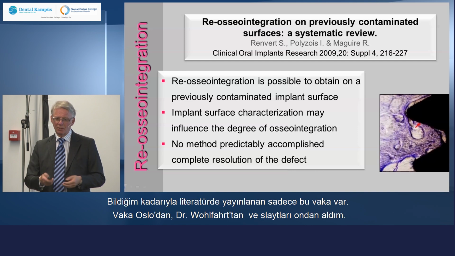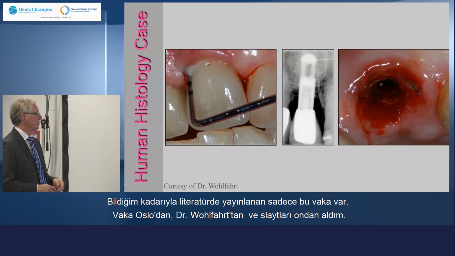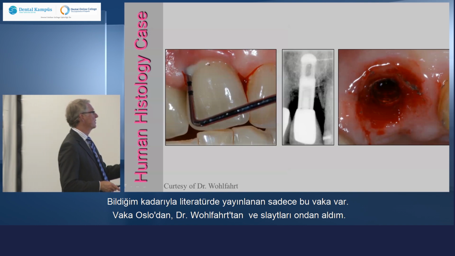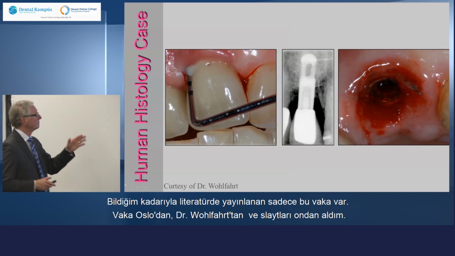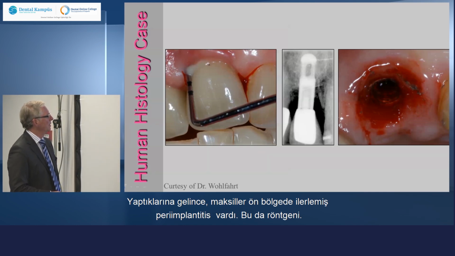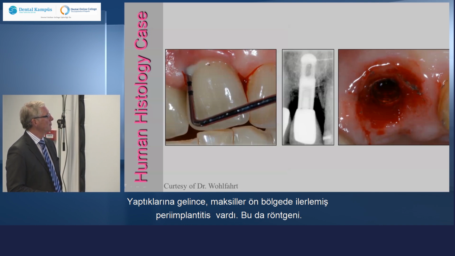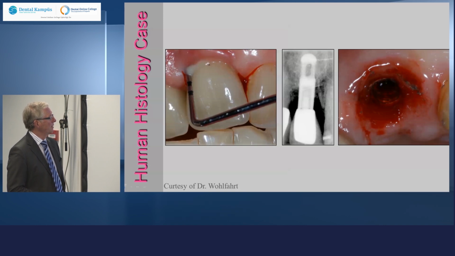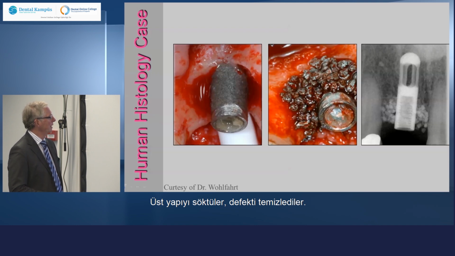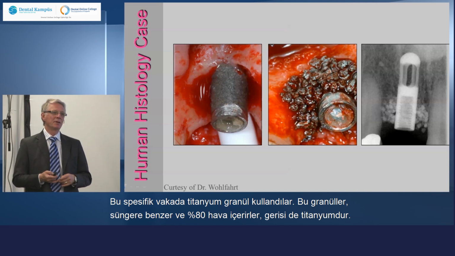And so far, to my knowledge, there is only this one case presented in the literature, and the case is from Kaspar Wolfrath in Oslo. I got the slides from him. What they did, they had advanced peri-implantitis in the maxillary front region. This is a radiograph. They removed the superstructure and cleaned out the defect. In this specific case, they used titanium granules.